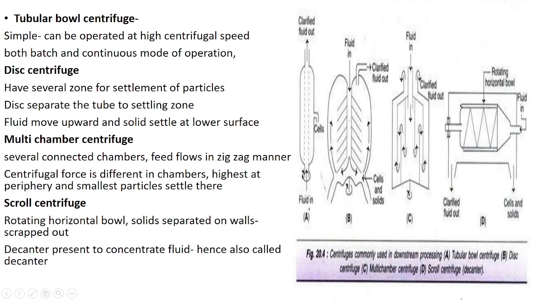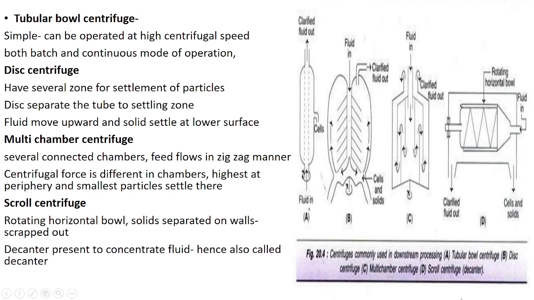These are some of the models: tubular bowl centrifuge, disc centrifuge, multi-chamber centrifuge, scroll centrifuge. The scroll centrifuge is also called a decanter. The tubular bowl centrifuge, the very first one, has a very simple structure. It looks like a big tube through which the fluid having the solid particles goes in, and the full apparatus starts to rotate around an axis such that the cells come to the sides and can be easily separated, and the clarified fluid is taken out.